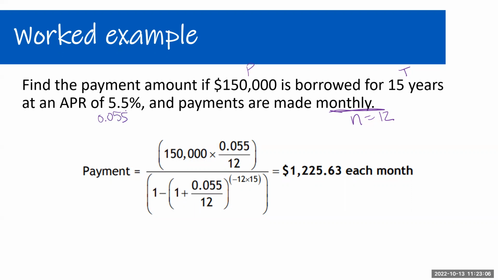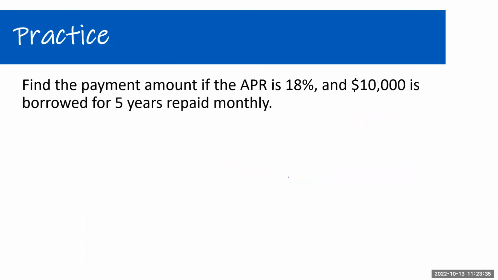If we plug all of that into our formula, we will see very carefully in our calculator. Most problems with this are calculator problems. We're going to get $1,225.63 each month. Okay, so if you borrow $150,000 to buy a house on a 15-year mortgage, let's say, at an APR of 5.5%, then your monthly payment is going to be a little over $1,200 a month. Now you give this one a try. Pause, do what you need to do.